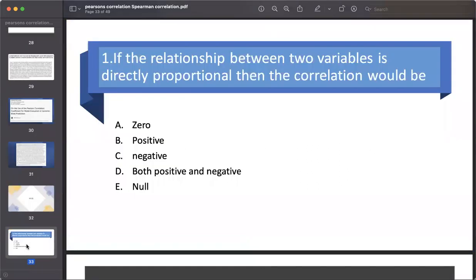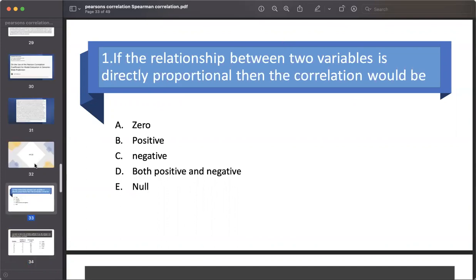MCQ number one. If the relationship between two variables is directly proportional, then the correlation would be A, 0, B, positive, C, negative, D, both positive and negative, and E, null. B. Yes, the answer is B. Correct answer.